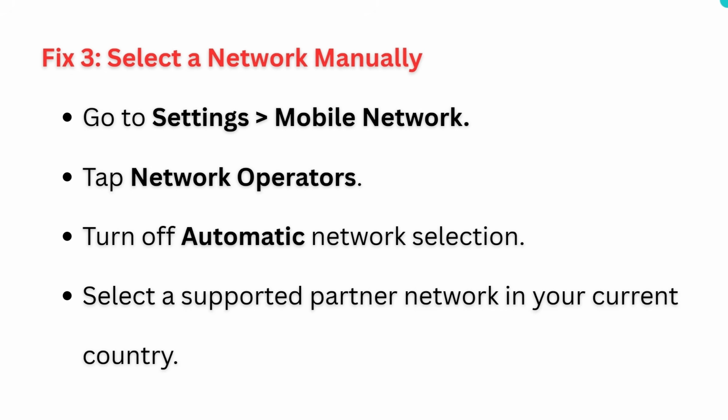Fix 3. Select the network manually. Go to Settings, select Mobile Network. Tap on Network Operators. Turn off automatic network selection. Select a supported partner network in your current country.